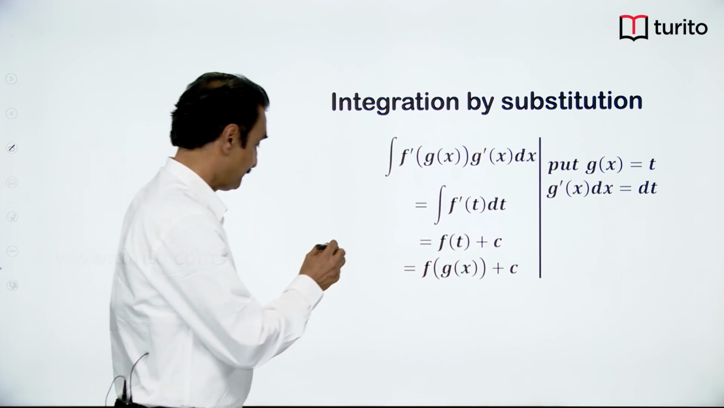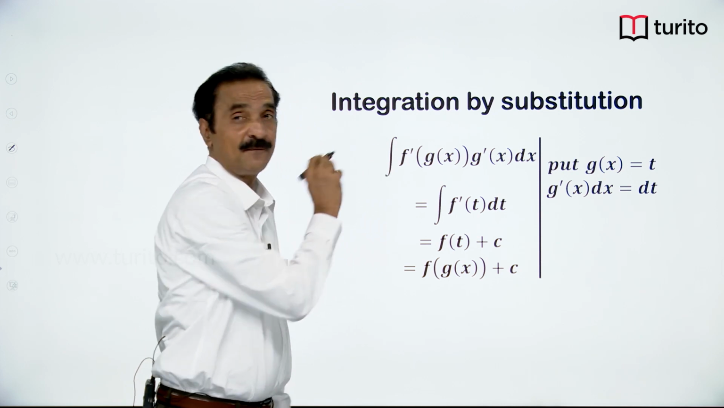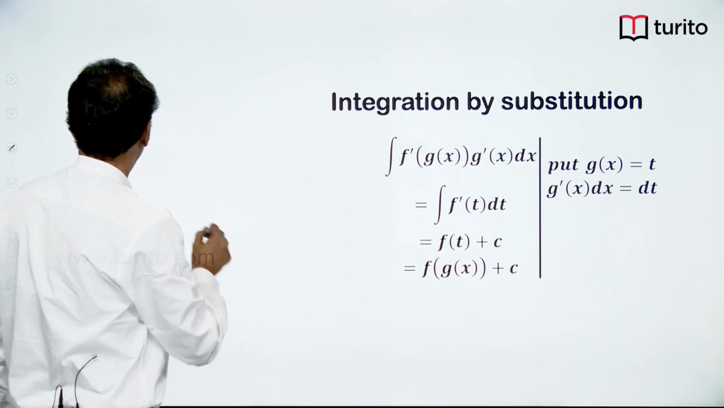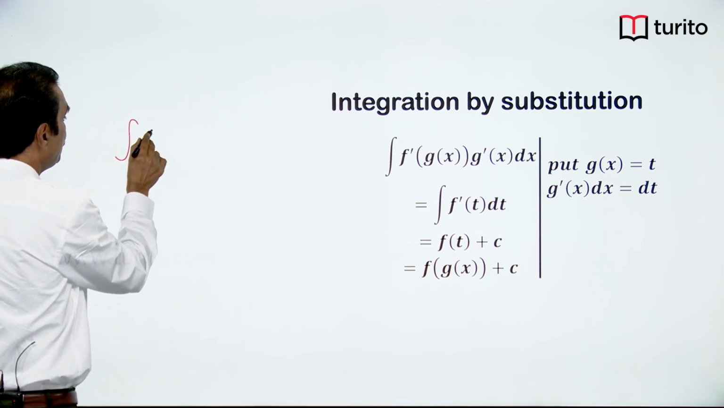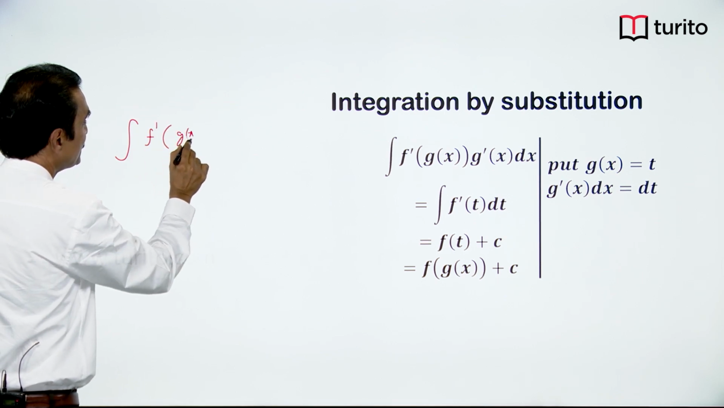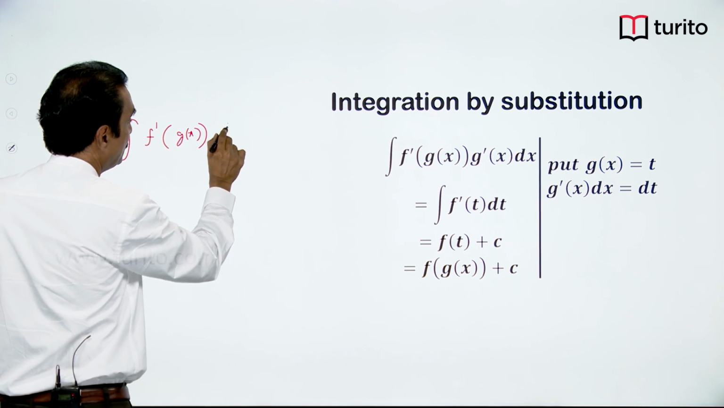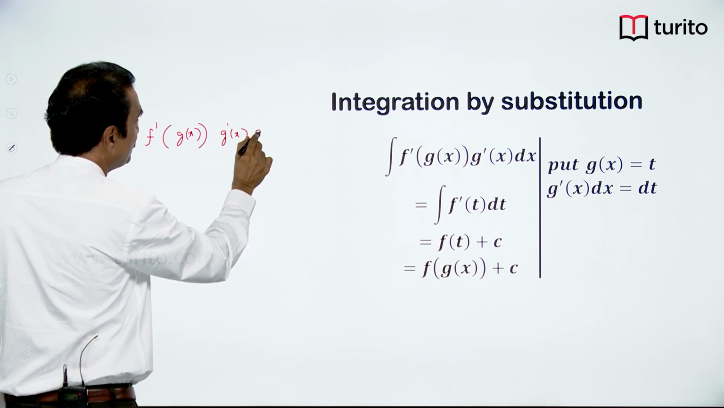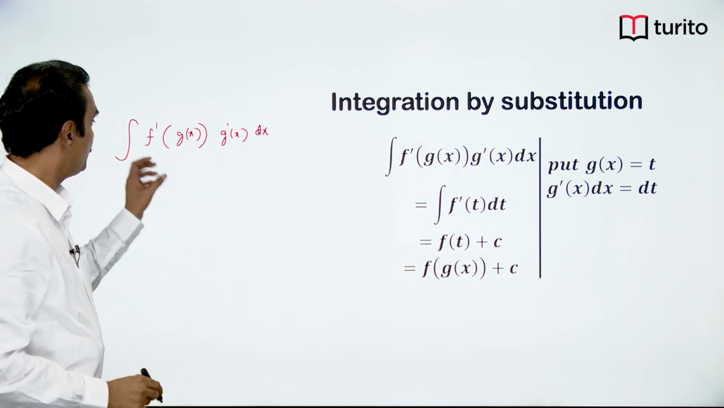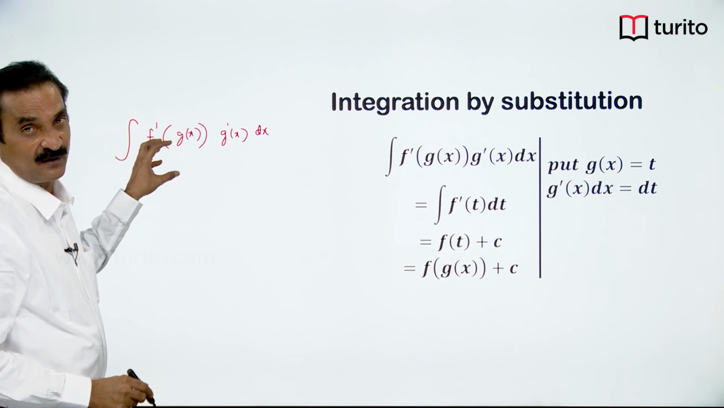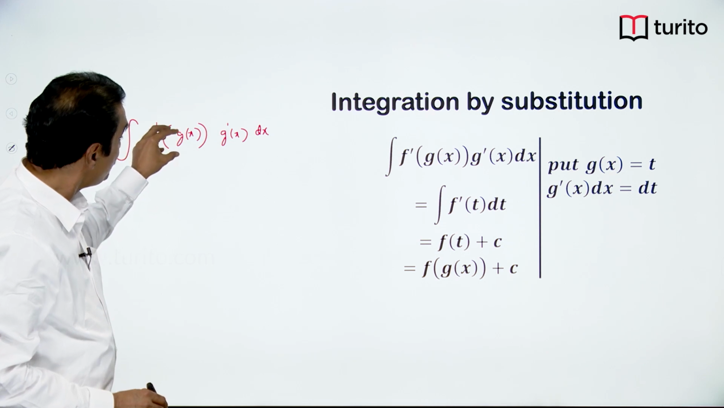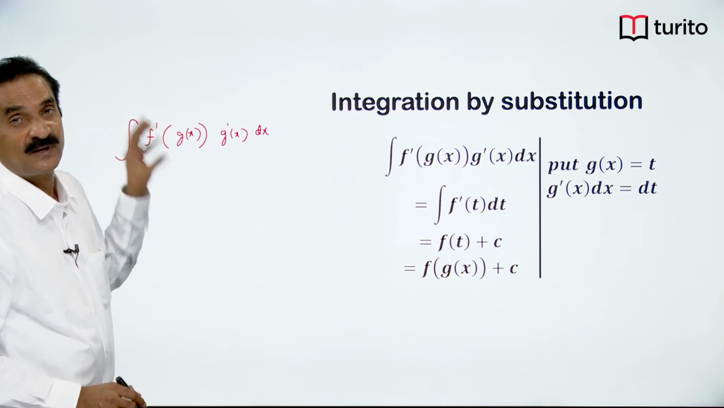Let us take the integral f dash g of x into g dash x dx. In this integrand, f dash is a function of g of x, then it can be integrated only when the derivative of g of x, that is g dash x, is also present.